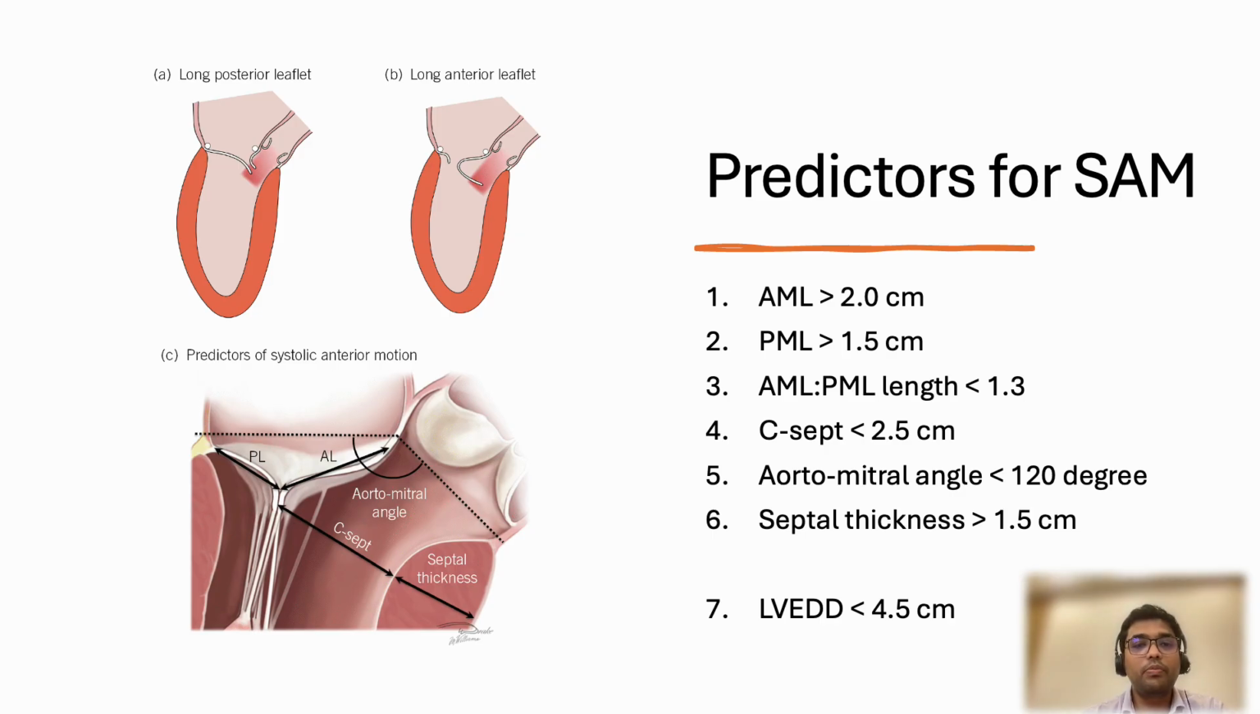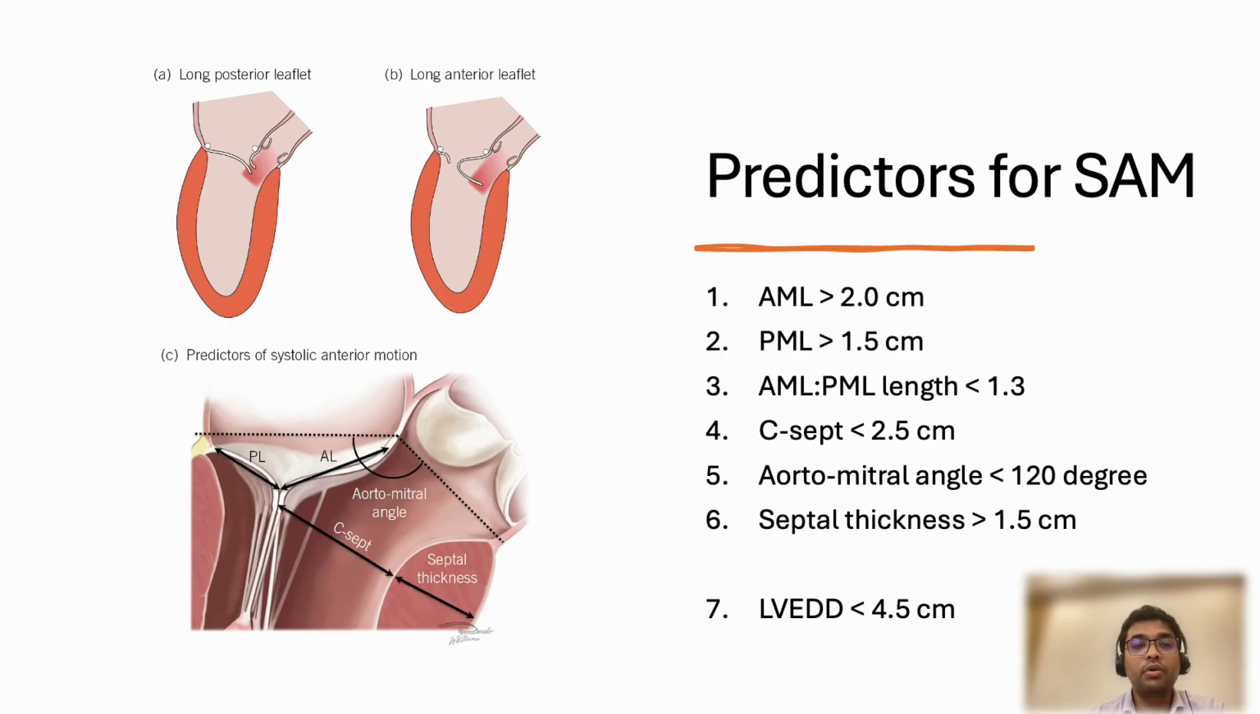Now if you are planning for your mitral valve repair, you have to examine these predictors of systolic anterior motion of your anterior mitral leaflet into the LVOT during systole, producing LVOT obstruction. So what are the predictors of SAM? If the AML length is more than 2 centimeter, if the PML length is more than 1.5 centimeter, and if the AML to PML length ratio is less than 1.3, C-sept.